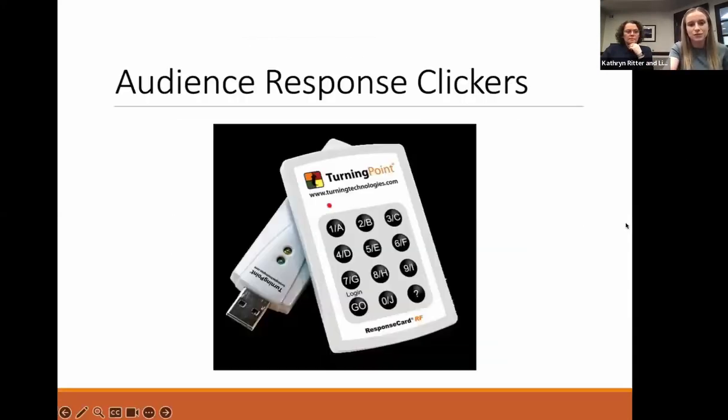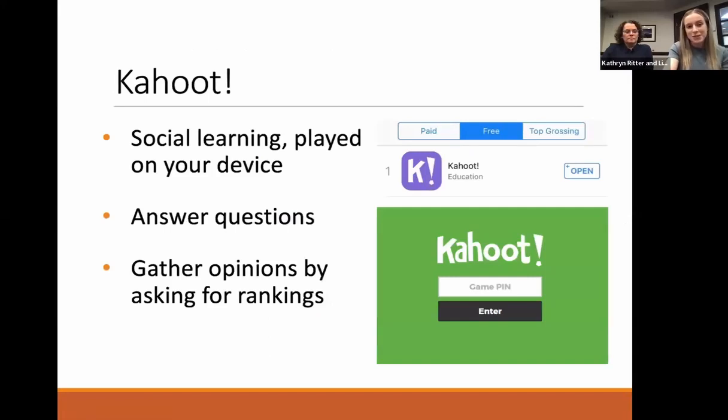Here are just some more specific pictures and examples of what we talked about. So here are the audience response clickers, but you don't necessarily need to have these fancy clickers. A lot of times there's ways to have students turn their own devices into an audience response system just using platforms on the internet. One such example is Kahoot, which is a fun game to play with your students.